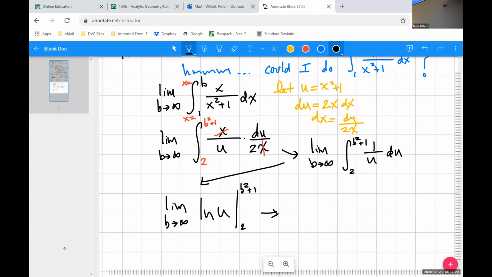Oh yeah, I forgot the 1/2. Thank you, Wenzel. So the 1/2 is a constant that can be pulled out of the whole thing. Let's say this step I pulled it out to here, and then for this step I pulled it out to here, because constants can be pulled out of integrals as well as limits. So then this would be 1/2 the limit as b tends to infinity of the natural log of b squared plus 1 minus the natural log of 2.